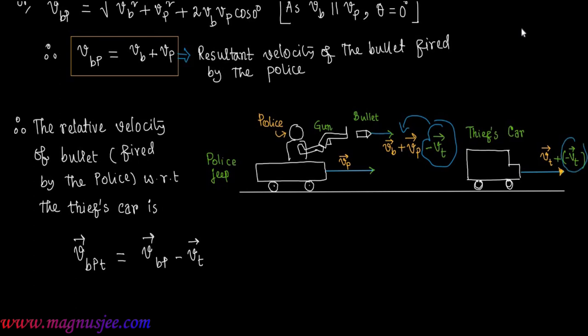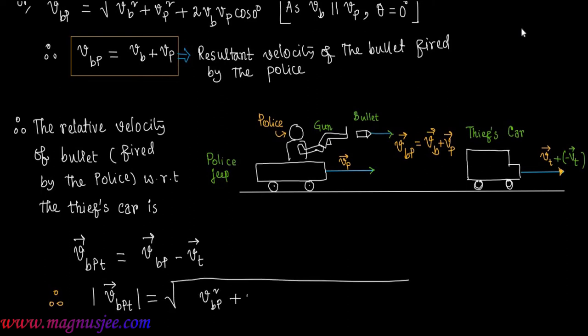Here minus vector VT is imposed on the velocity of the bullet, and also on vector VT. That is, the equal and opposite velocity of the thief's car is imposed on both the velocity of the bullet and the velocity of the thief's car. Vector VBP is equal to vector VB plus vector VP, the resultant velocity of the bullet fired by the police van or policeman. Therefore, mod vector VBPT is equal to root over VBP square plus VT square minus 2VBP VT cos phi. Here we have minus 2VBP VT cos phi because it is the relative velocity.